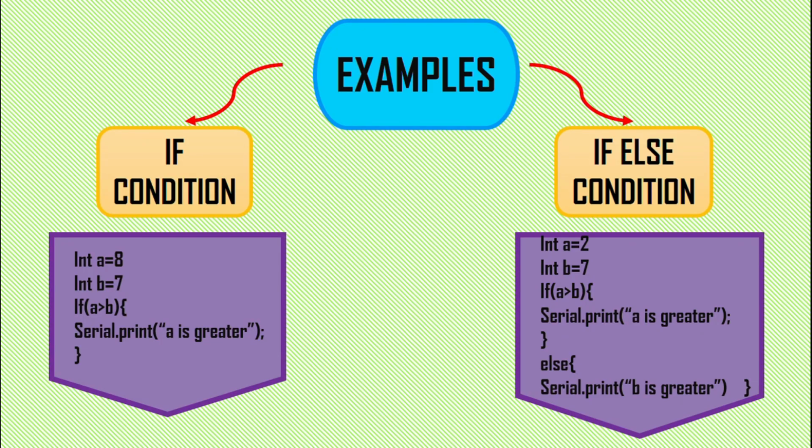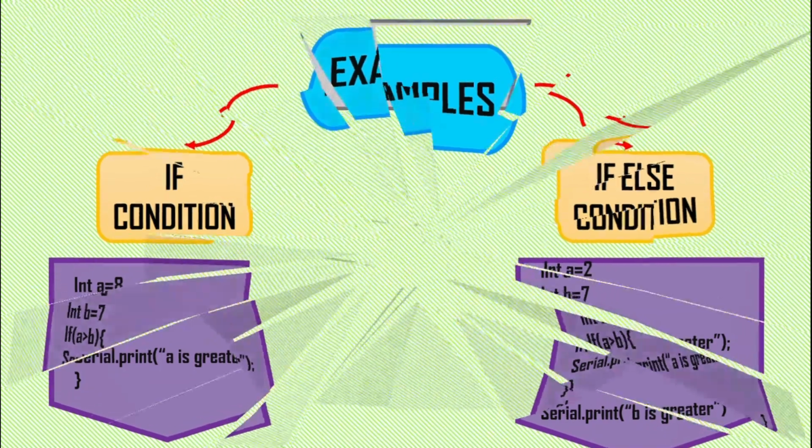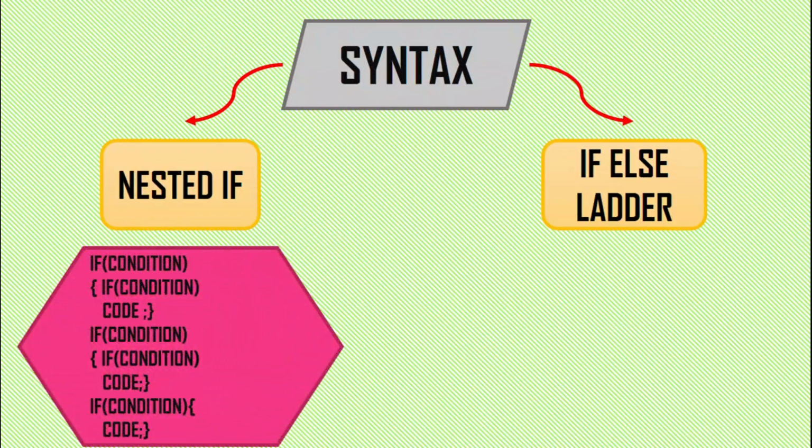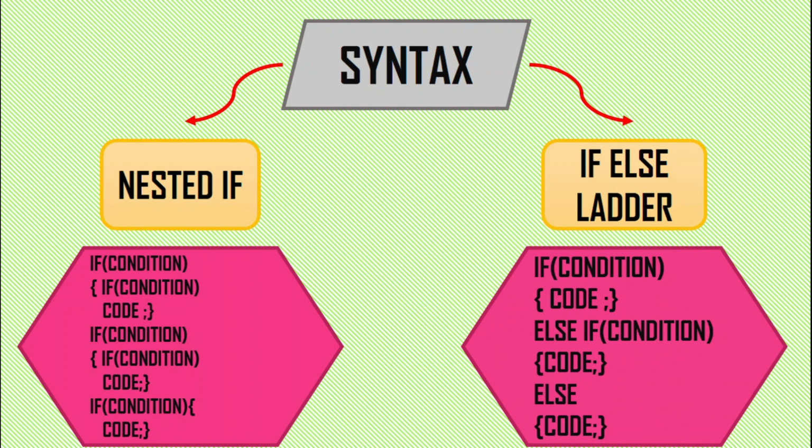Now moving to the syntax of nested if and if else ladder. In nested if, there can be an if condition inside an if condition and several if conditions can be used within one code. In if else ladder, if there are more than two possible conditions, then we use the if else ladder. The first condition is written with if and the second one is written with else if.